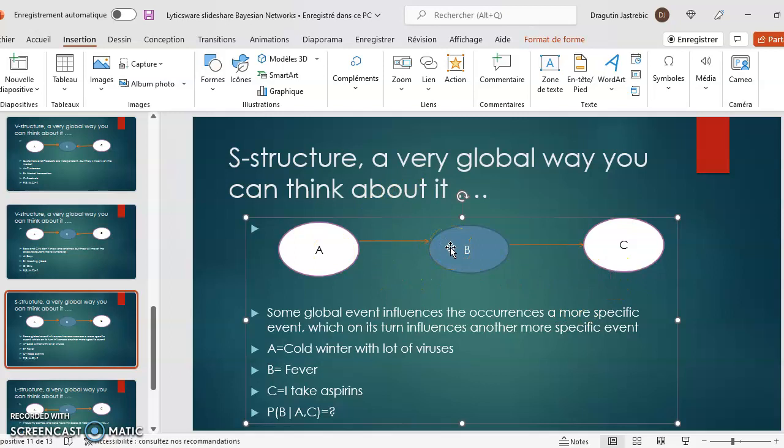This is called separation again. But once again, the point of this presentation is to show that an S structure is often some kind of hierarchy. So there is a more global event influencing a more specific event, which influences another more specific event.